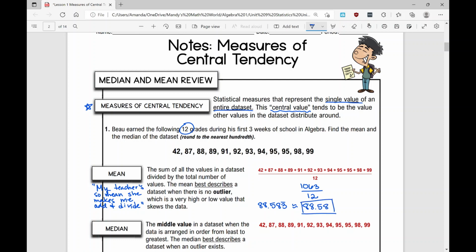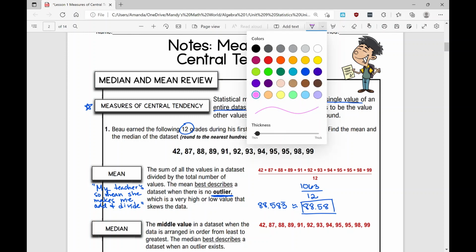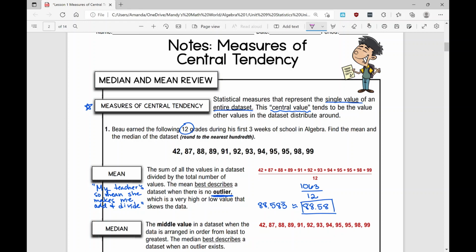88.58. Now, one of the things that we do, at least in Algebra 1 or 8th grade math perhaps, is when does the mean best describe a data set? The mean best describes a data set when there is no outlier. So there's another vocabulary word. What is an outlier? It's a very high or a very low value, and it can skew your mean.